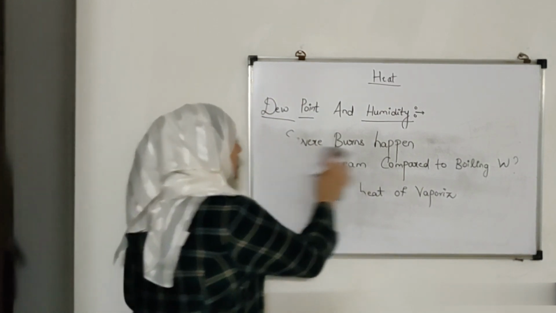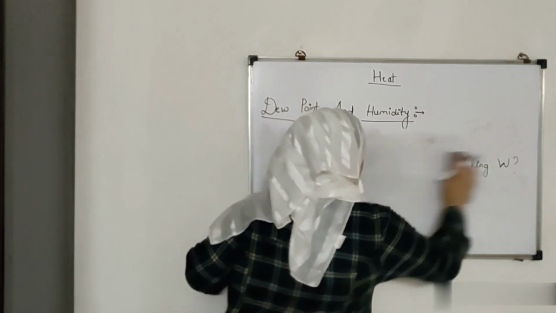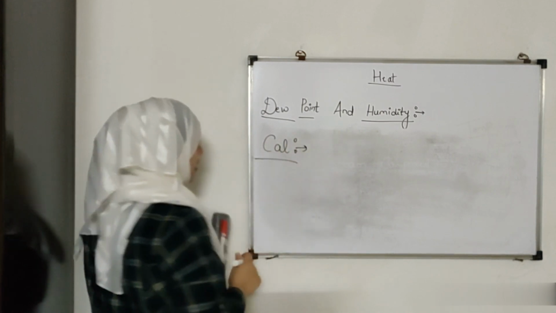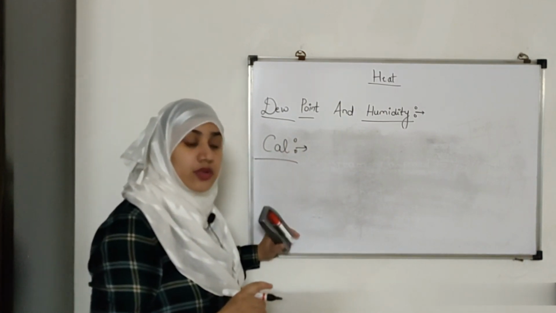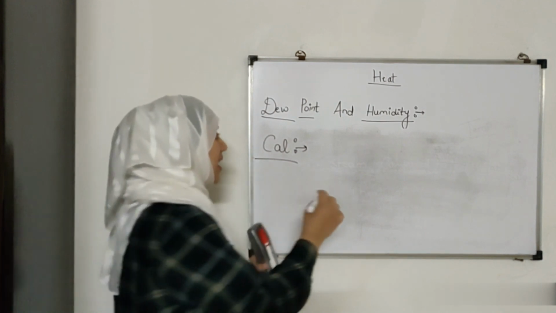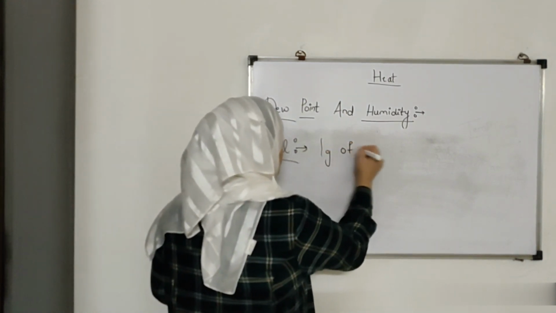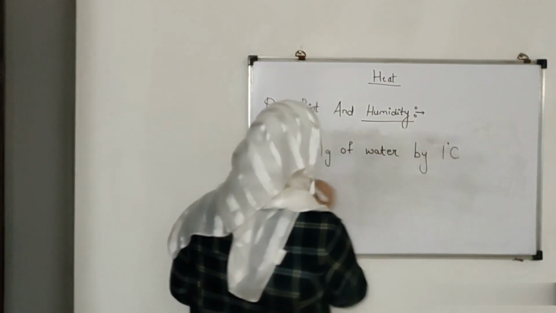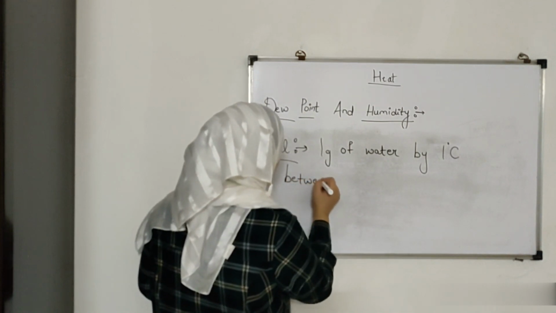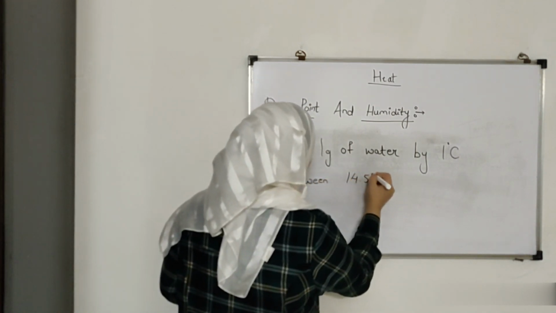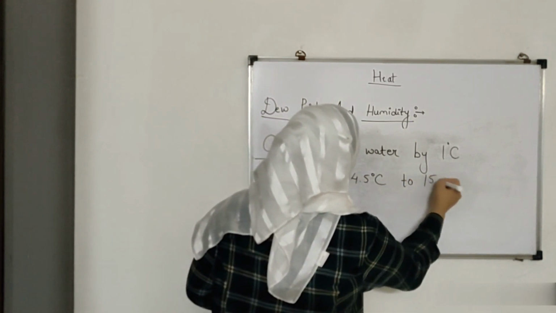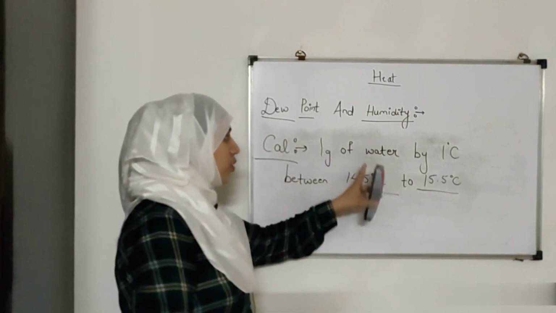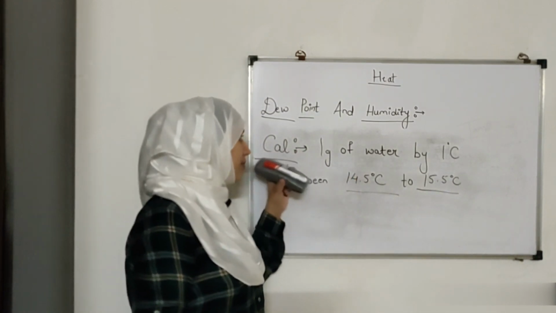Okay, what is the calorie? How do I define the calorie? See, it is the energy required to raise the temperature of 1 gram of water by 1 degree Celsius between what? Between 14.5 degrees Celsius to 15.5. This 1 degree has to be between 14.5 to 15.5. So that amount of energy is nothing but a calorie.